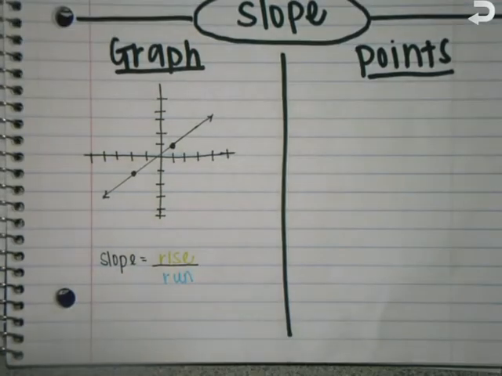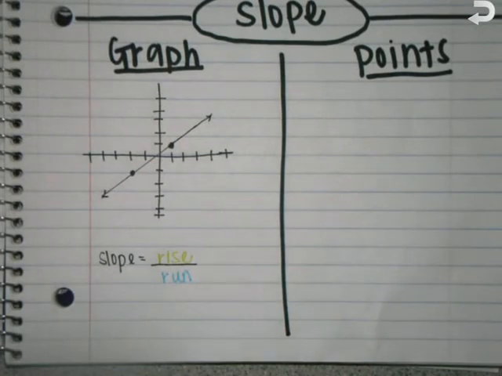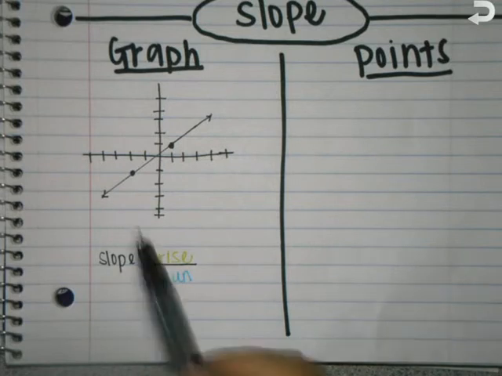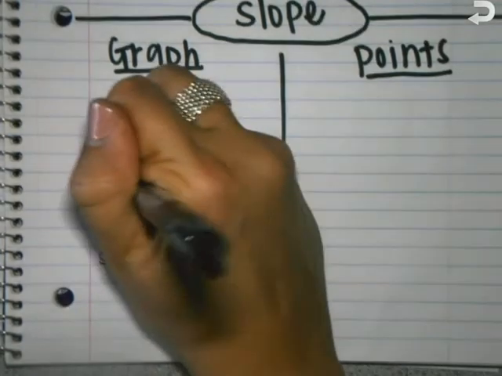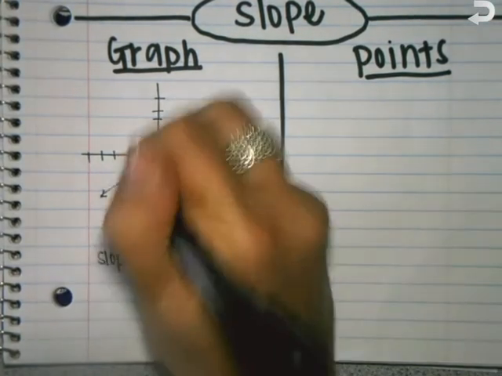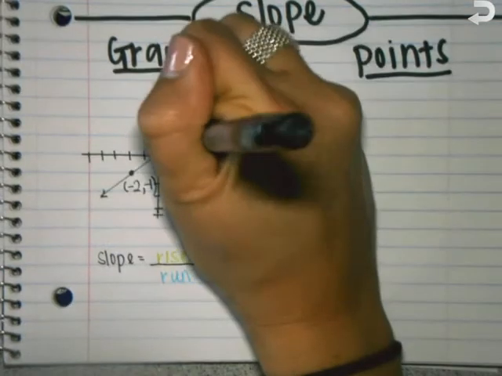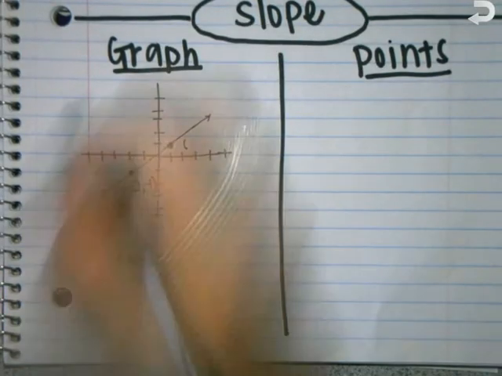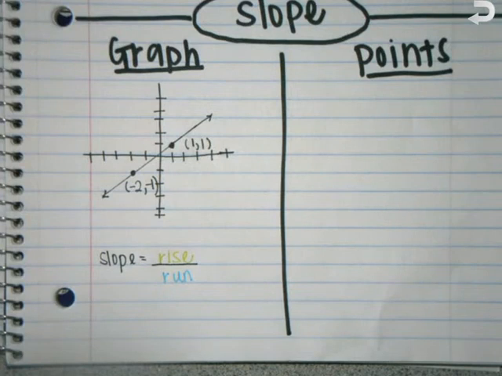To find the slope from a graph, basically all we're going to do is count the rise and count the run, and then write it as a ratio. So before we can even start, we need to identify what those points are. I always start at the bottom point. What are the coordinates of that point? 2, 1. Nope, wrong. -2, -1. And the coordinates of the top point? 1, 1. Okay, so you're going to need to find 2 points on your graph.